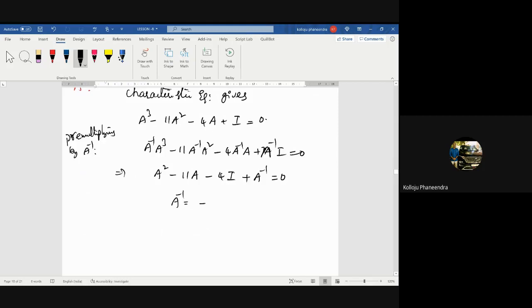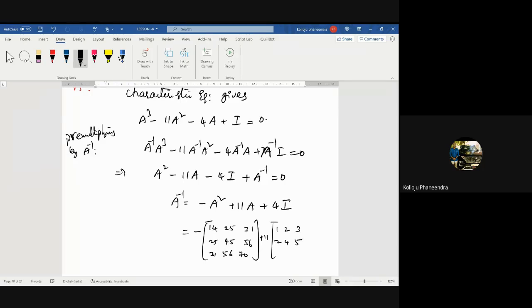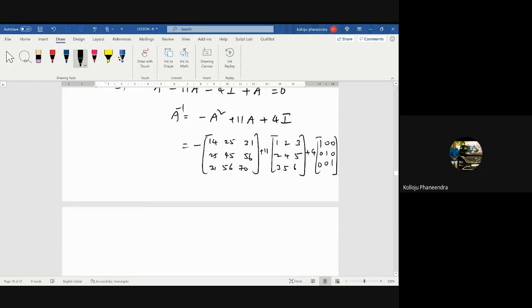You will get minus A square plus 11A plus 4I. All matrices are known to you. A square, what is that value? [14, 25, 31; 25, 45, 56; 31, 56, 70] plus 11 into what? [1, 2, 3; 2, 4, 5; 3, 5, 6], and plus 4 into what? The identity matrix [1, 0, 0; 0, 1, 0; 0, 0, 1]. Okay, all these are known. So what is A inverse?